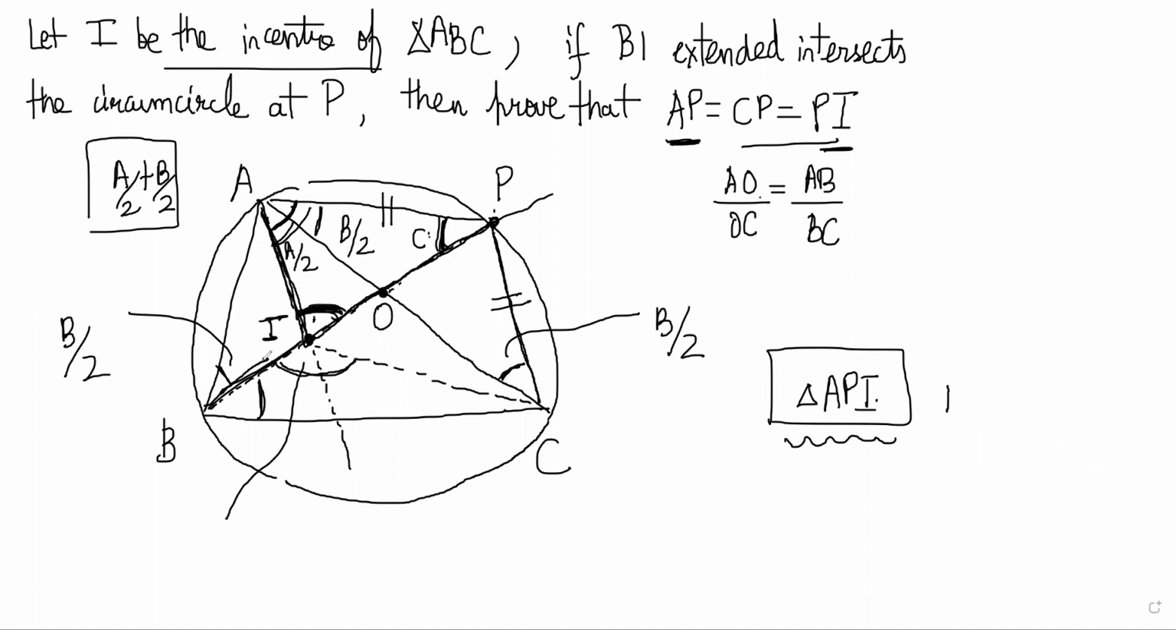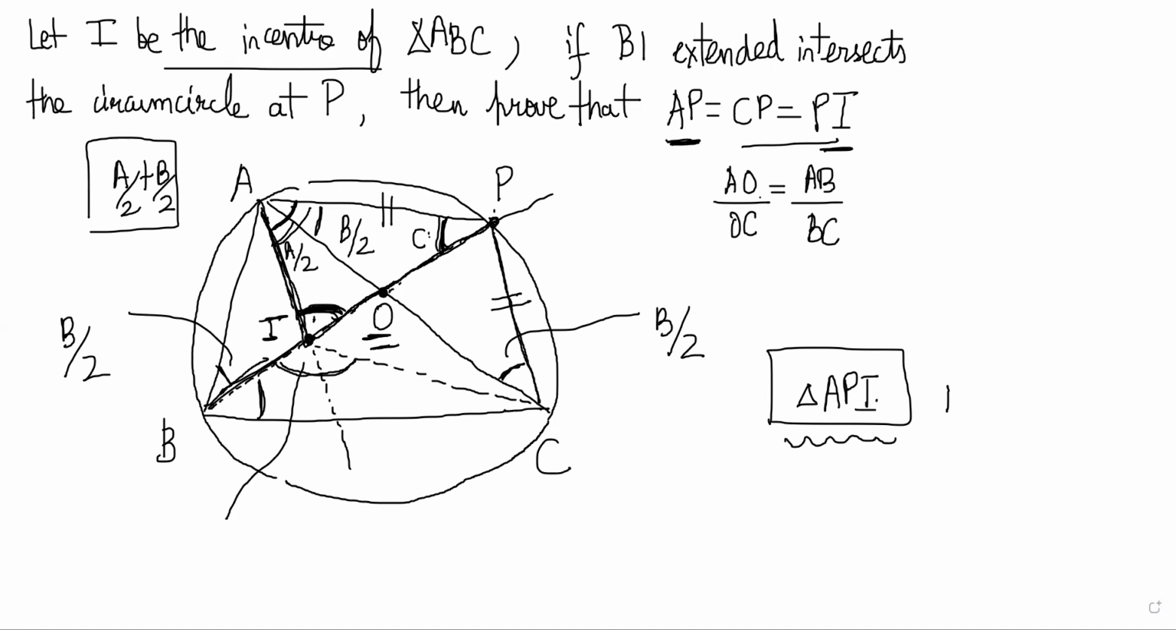Sir, but it's a semicircle. How will you know that it is a semicircle? This is not the center, dude. Who's saying that this is the center? This is just the point where BI is cutting this base AC. Okay, sir. This is not the center of the circle. Right?